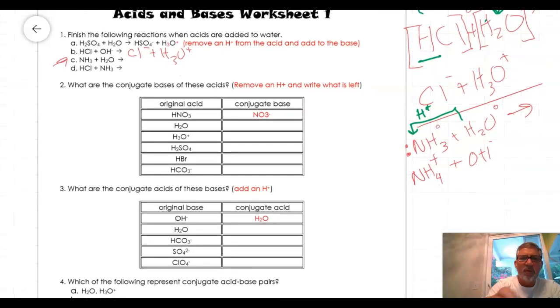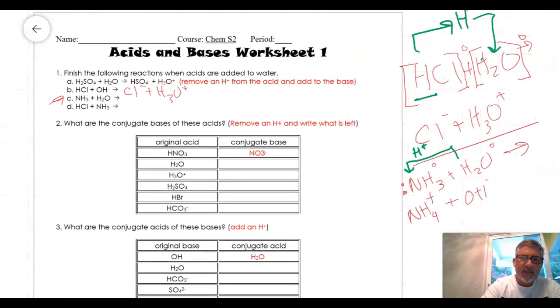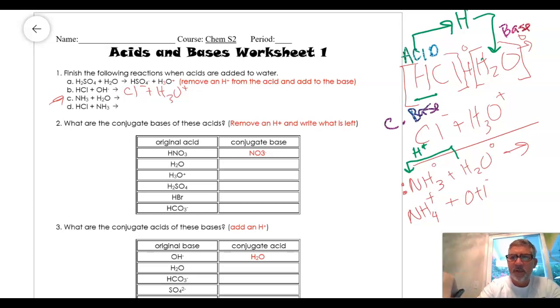All right, so down here, and these are called conjugate acid-base pairs. So if hydrochloric acid is an acid, right? And then what it's left after it donates an acid is its conjugate base. If water is a base, acting as a base here, then after it gains a hydrogen, it'll be an acid. So it'll be its conjugate acid. Okay, so that's all it's asking here.